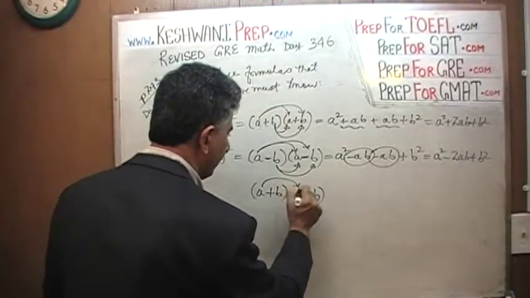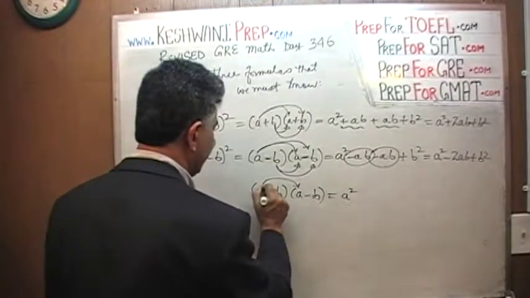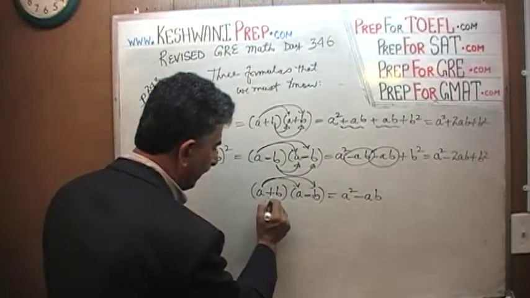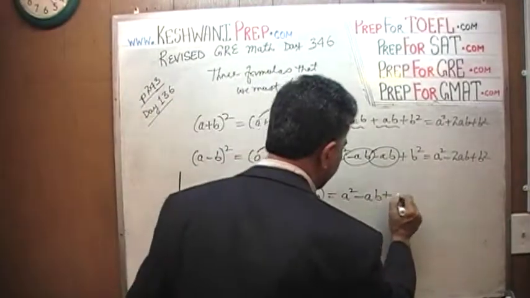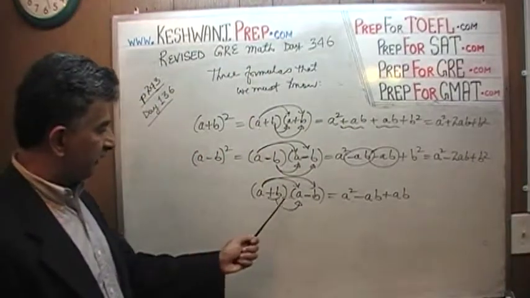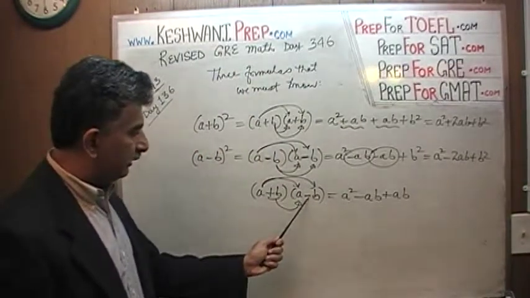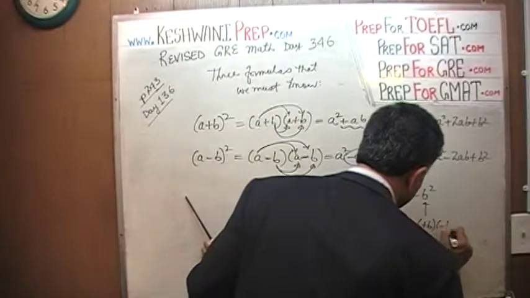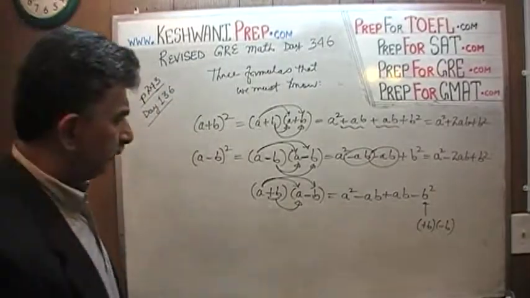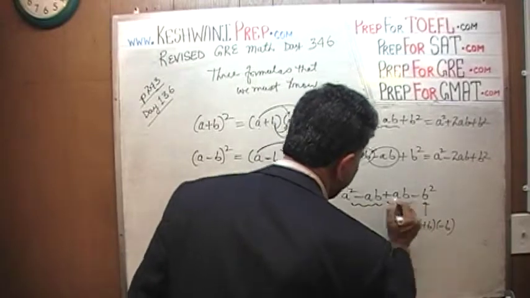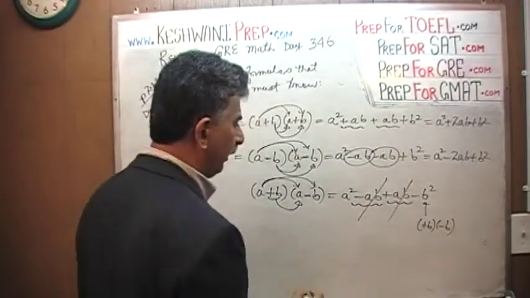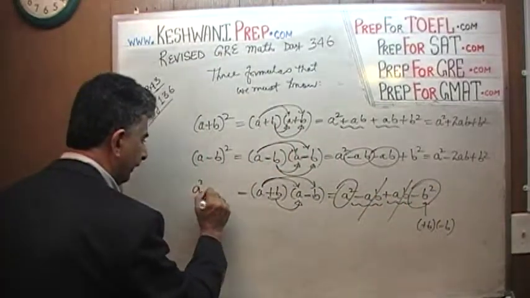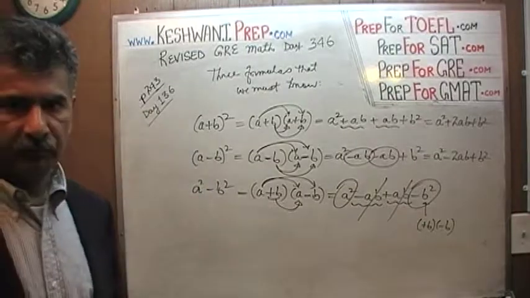So here we have a times a, which is a squared, and then a times negative b is going to give us negative ab, and here positive b times a positive a is going to give us positive ab. And a positive b and a negative b is going to give us negative b squared. What do we notice here? We have a negative ab here and a positive ab here. They drop out, and what we end up with is a squared minus b squared, and this is called the difference of two squares.